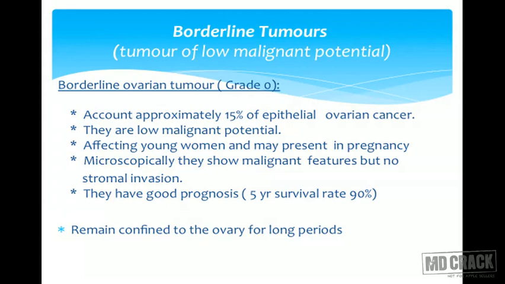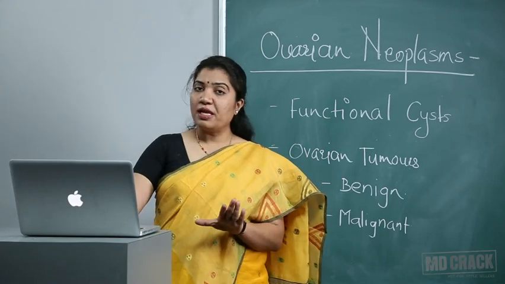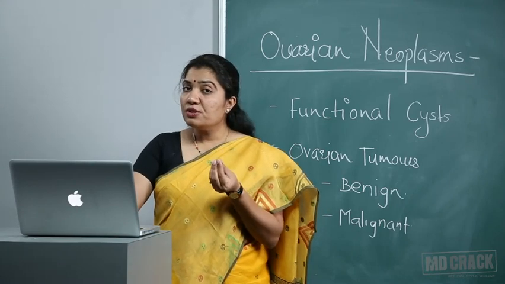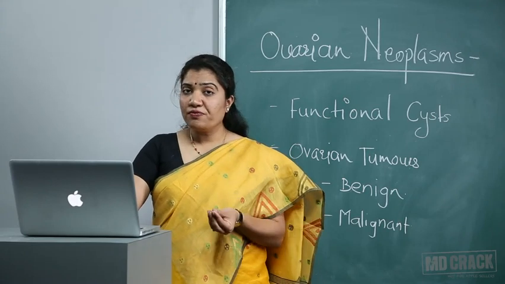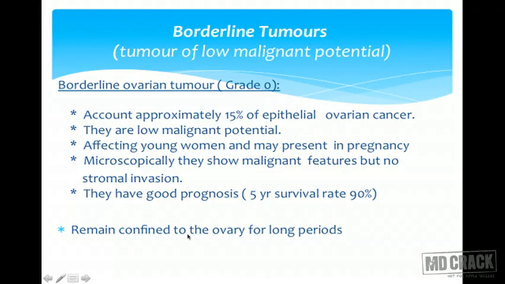They account for almost 15% of epithelial ovarian cancer. They have very low malignant potential. They affect young women and may present during pregnancy. Microscopically, they show malignant features, but there is no stromal invasion. Again, this is an important thing from the MCQ point of view, that they have features of malignancy like nuclear changes or even mitotic figures seen, but they never have stromal invasion. They have a very good prognosis.